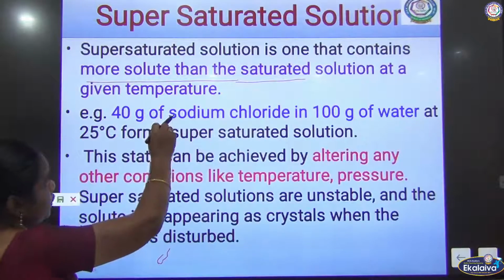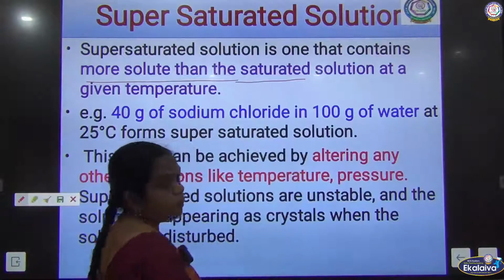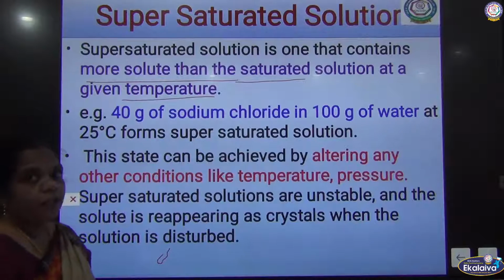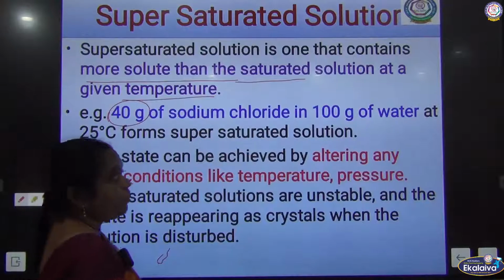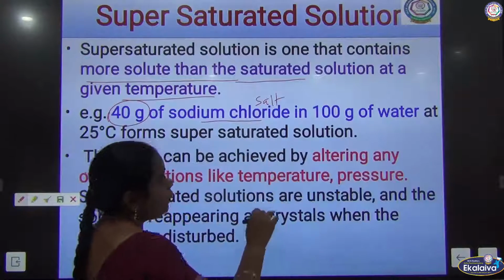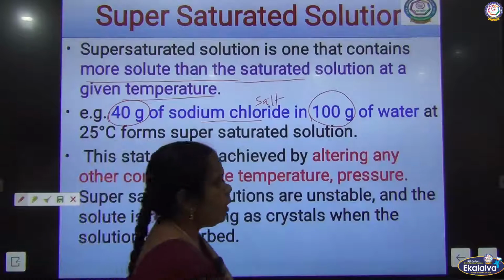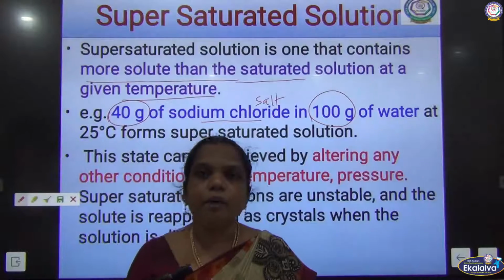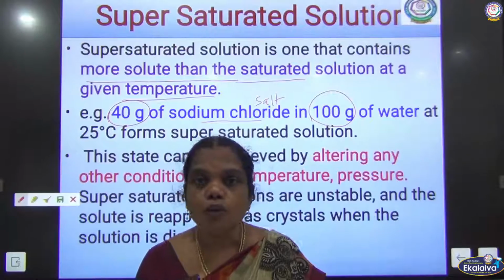So what is meant by supersaturated? More solute than the saturated solution at the given temperature is called supersaturated. Here in the supersaturated we can dissolve about 40 gram of salt in 100 gram of water. But the actual amount of saturation is 36 gram of salt in 100 gram of water under the condition of temperature. We cannot add any more substance.